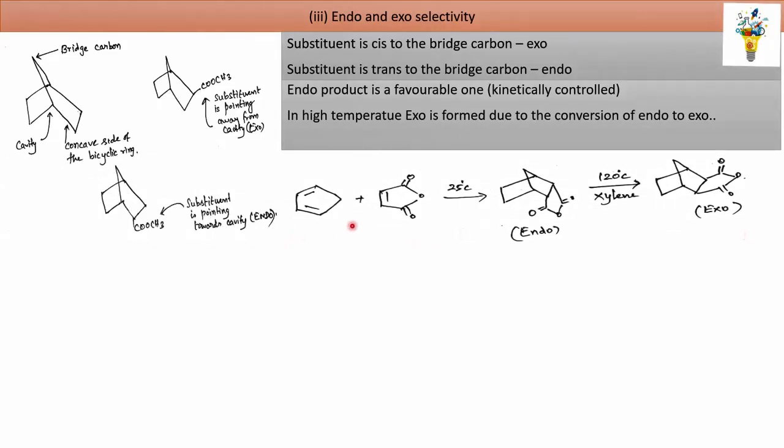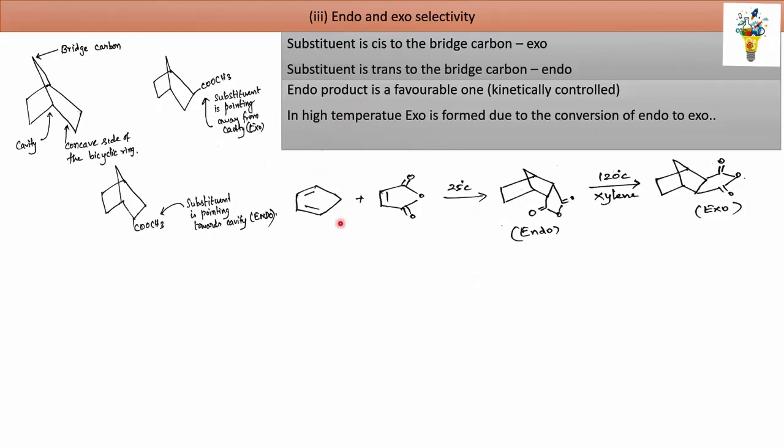See this reaction, butadiene and maleic anhydride at 25 degrees Celsius, so low temperature. So the kinetically controlled product, the combination in the bicyclic product, is endo to the cavity. And when it is heated at 120 degrees Celsius, it is converted into the exo form. Here the exo is the maleic anhydride portion; the diene portion is on the exo side. Clear? So these are about the endo and exo selectivity.